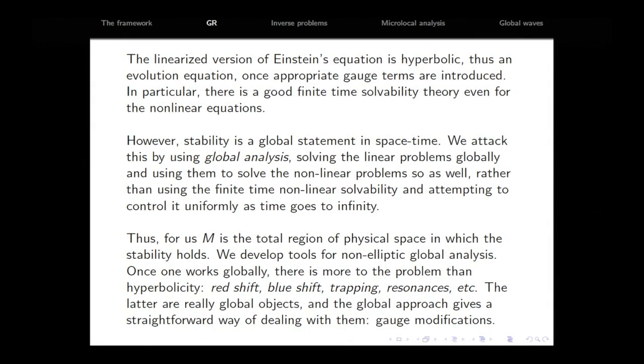Maybe you can go step size 1 uniformly, under some a priori bound on your data. But here we solve the linear problem globally, and we use that together with a nonlinear iteration, a Nash-Moser iteration, since there are a lot of issues and it's going to be a relatively complicated one, to solve the nonlinear problem, rather than using the step-by-step and uniform control approach. For us, the physical space on which this operator lives is the total region of physical space in which you want to prove stability.